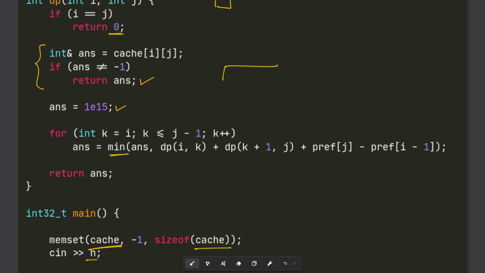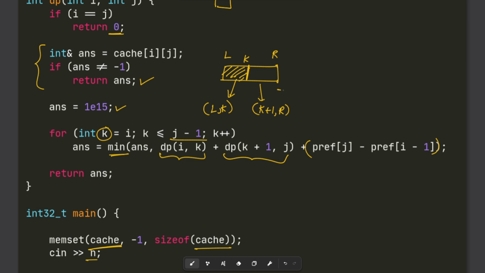Then we are going to check how we are going to merge them. What would be the endpoint of the first segment, which will be iterated from k equals L to R minus 1, and for each of them this will be divided into L to k and k plus 1 to R. So this will give the answer for that left part, and this will give the answer for the right part, and this is essentially the sum of elements in that range, L to R, which is given by this formula.